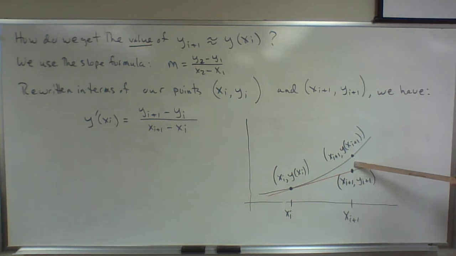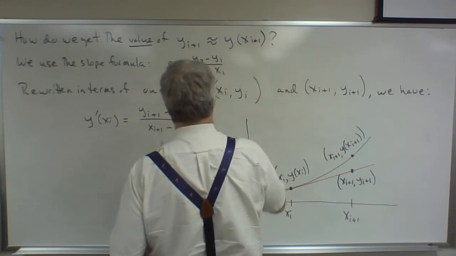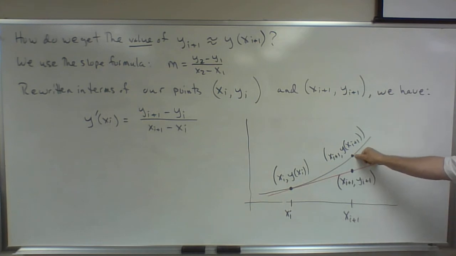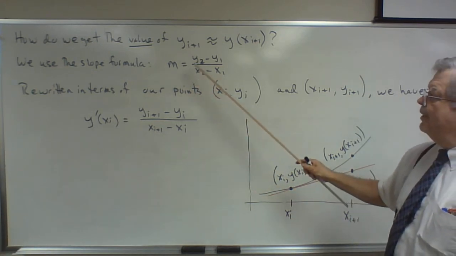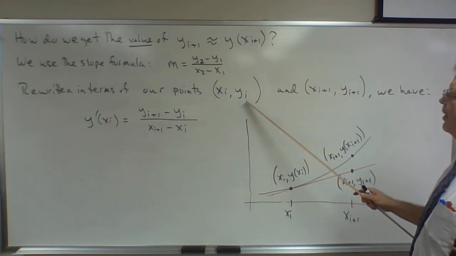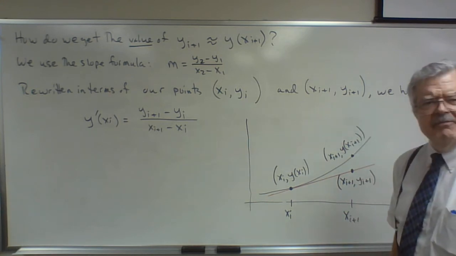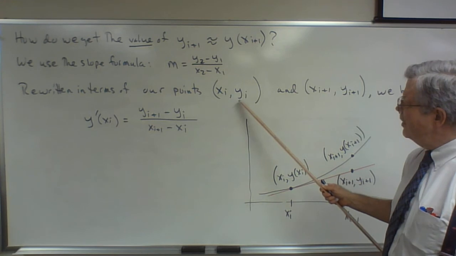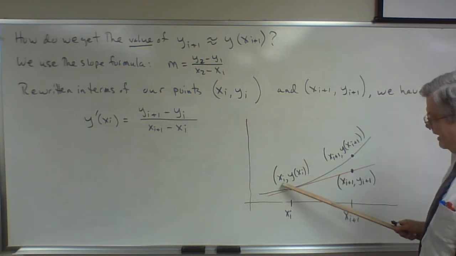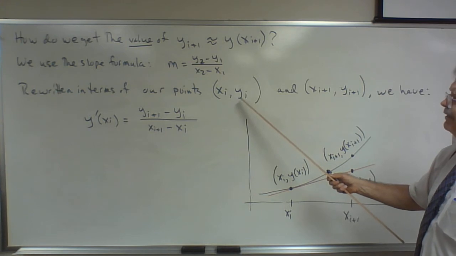How do we get the value of y sub i plus 1? That's the y coordinate of this point, as an approximation to y evaluated at x sub i plus 1, which is the y coordinate of that point. How do we get the y coordinate of this point? We use the slope formula: y2 minus y1 over x2 minus x1. In terms of our points x sub i, y sub i, and x sub i plus 1, y sub i plus 1, we have, and I stop for a minute and say, wait a minute, we have x sub i, y sub i? But we have x sub i, y evaluated at x sub i. How do I get y sub i?